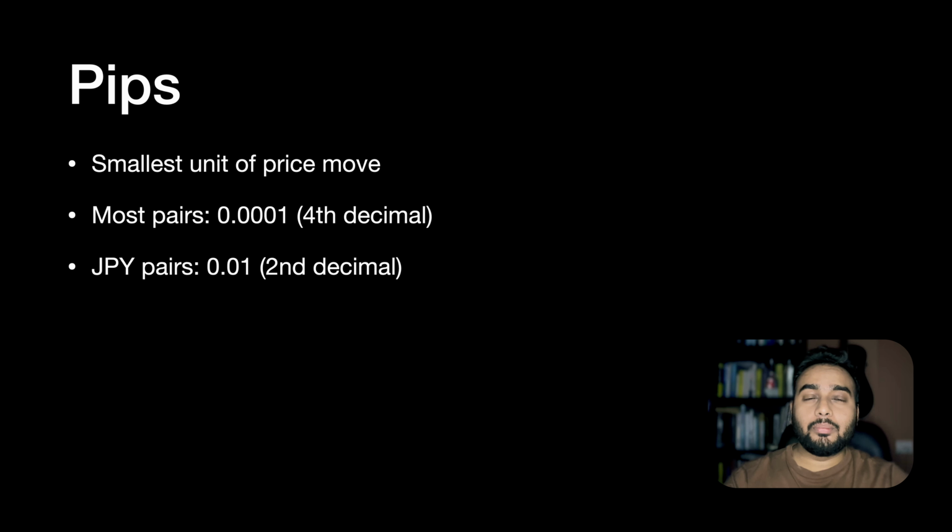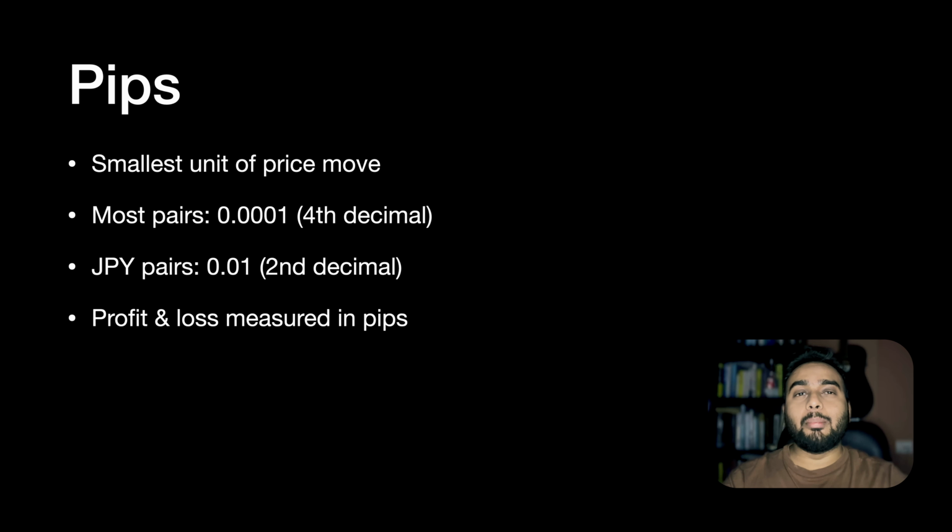Why do pips matter? Because profits and losses are measured in pips. If EUR/USD rises 10 pips and you are on the right side, that's a gain. If it falls 10 pips against you, that's a loss. Pips are like the measuring tape of Forex. Without them, you can't track risk or reward.